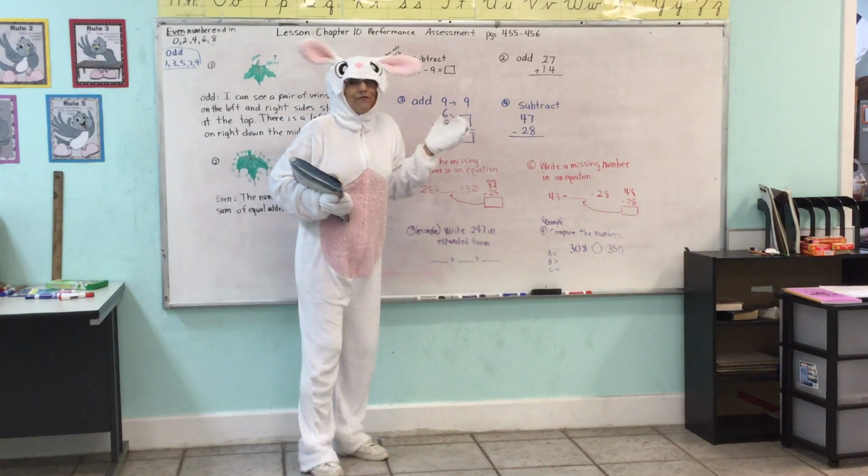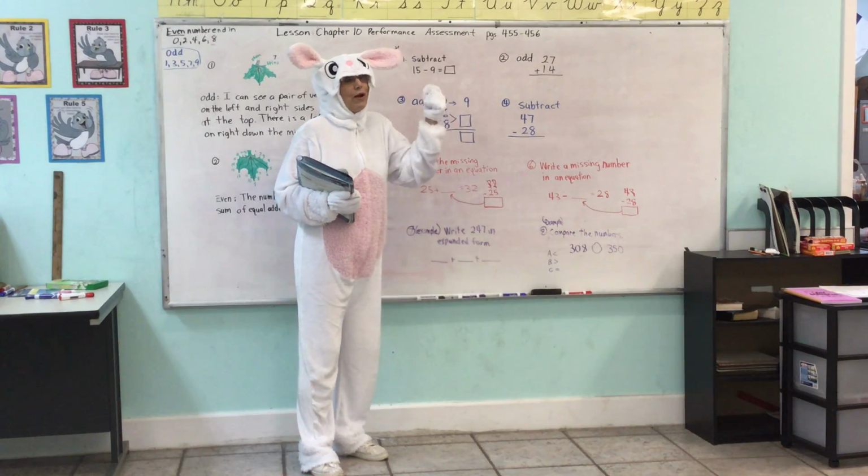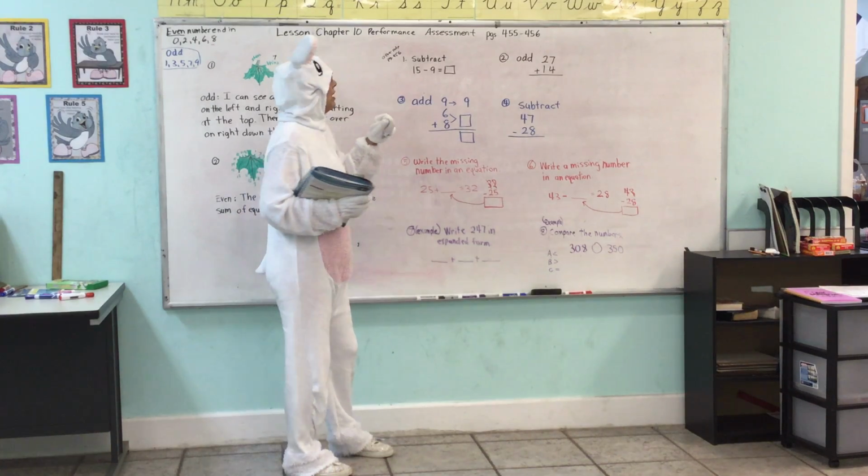Number 1, you subtract 15 minus 9. That should be pretty super easy. You should have that answer right away. If you don't, use your ruler and count down. Try not to use your fingers if you can help it.